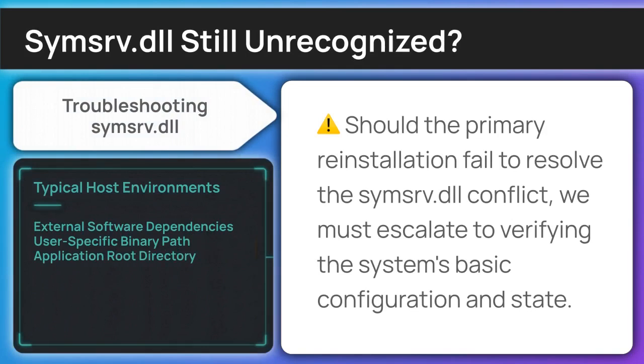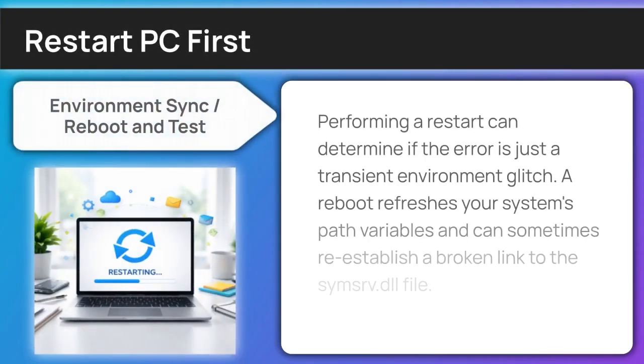When a standard software refresh isn't enough, we need to bypass the automated installers and look at manual system state resets. A full system restart ensures that no background processes are currently locking the Symsrv module file. A fresh boot allows Windows to reinitialize its library map from a clean state.